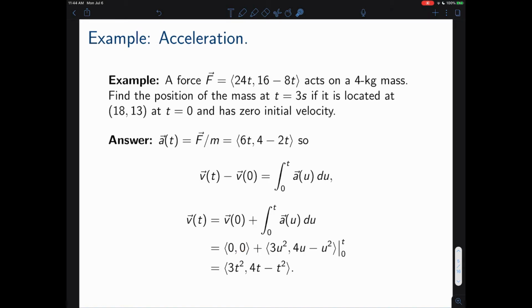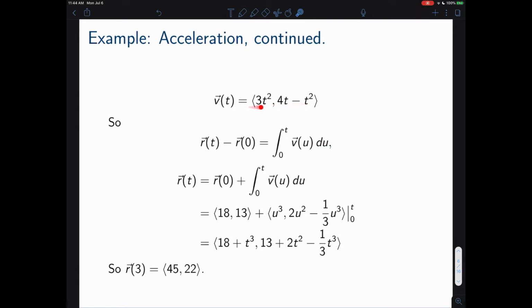And the acceleration we figured out as 6t, 4 minus 2t. So that means that the antiderivative of that is 3t squared, 4t minus t squared. And that's what's going in here, just with letter u instead of t. That's going from 0 to t, and we end up with 3t squared comma 4t minus t squared. So now we know the velocity at time t.